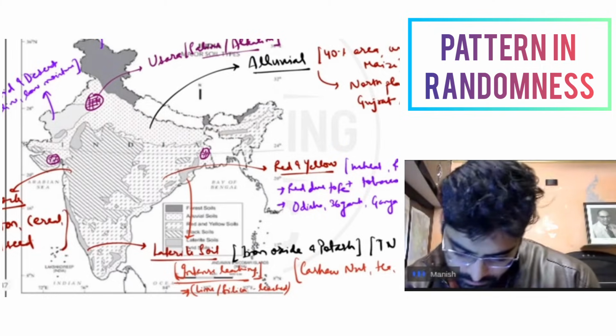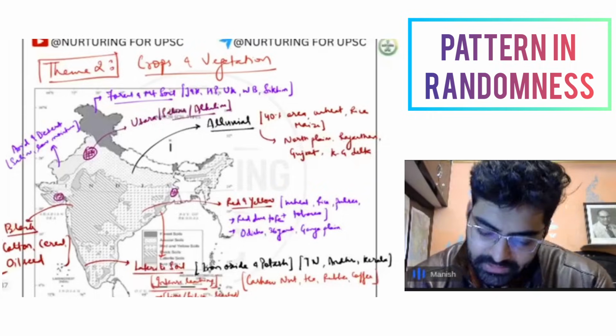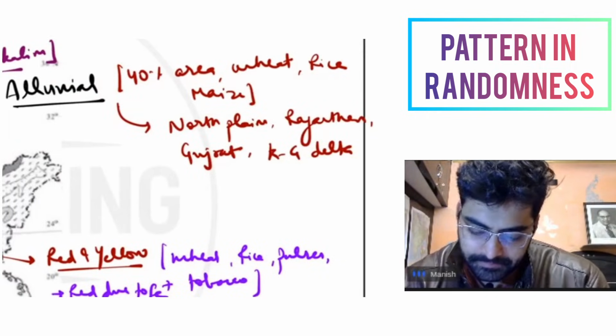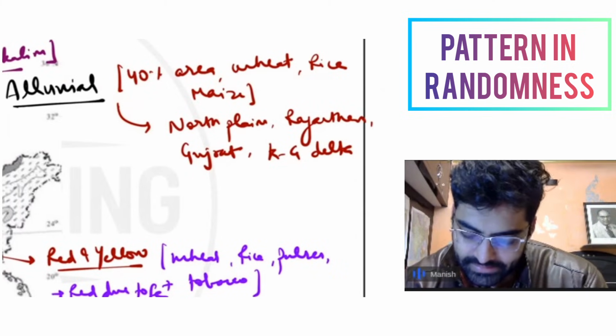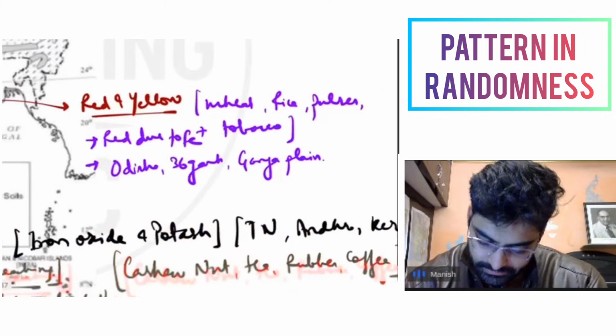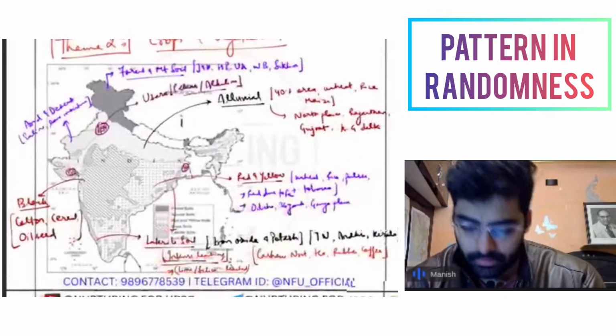All right. So let's study a few properties of alluvial soil. It covers around 40% of the area, and it supports crops like wheat, rice, maize. If we talk about areal extent, then the North Plains, Rajasthan, Gujarat, and the Krishna-Godavari Delta Basin are also here. And it is the most fertile form of soil.